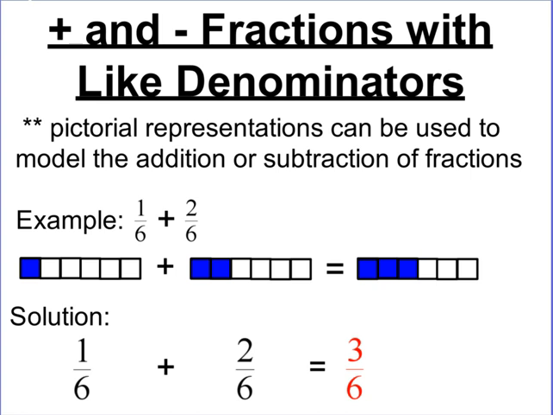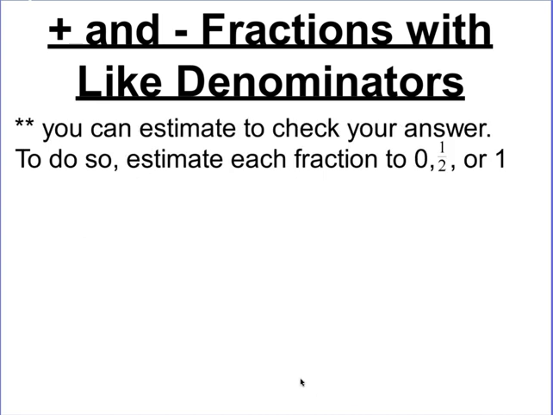So the example here shows 3 out of 6. We're going to ask you to simplify your fractions. So here, 3 and 6 both have a common factor of 3. So you can divide those by 3 to make your simplified answer 1/2. Okay? Now let's estimate our answer to make sure that we are close to or have the exact answer here.